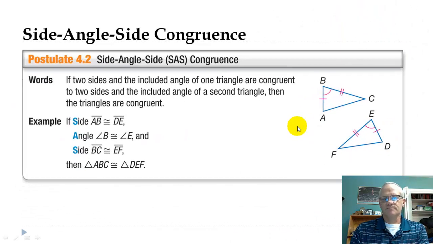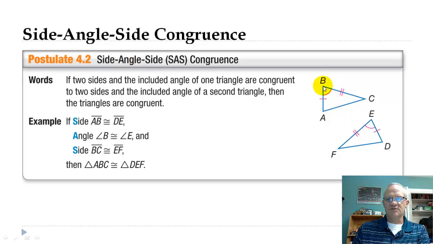Okay, second, the side, angle, side congruence. All right, it starts to get a little bit trickier here, but basically what's going to happen is you have to have two sides. And the reason why we say this in the order that we do, side, angle, side, is if you notice, when we say side, angle, side, the angle is in between the two sides, right? The angle is in between the two sides, which is the same thing that happens in the diagram here.